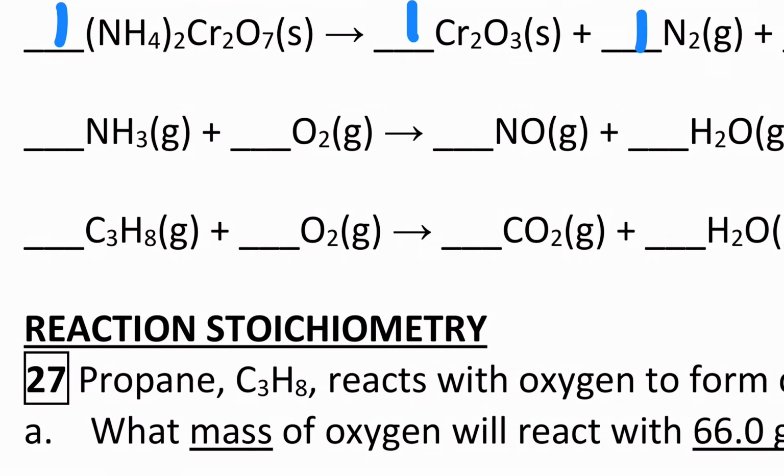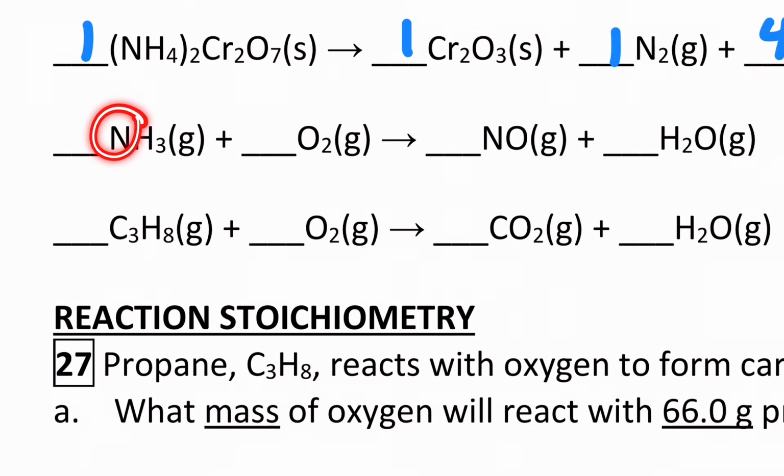So if I just go left to right, nitrogen, I like to start with things that only appear in one spot on each side of the arrow. There's 1 nitrogen becoming 1 nitrogen, so I will leave it as 1s for now. There's 3 hydrogens here and only 2 over here, so I'm going to use a fraction to temporarily force balance this and put a 3/2 in front of the water.